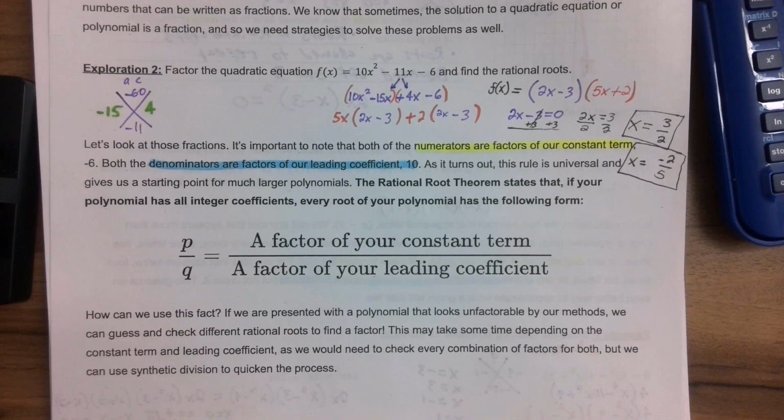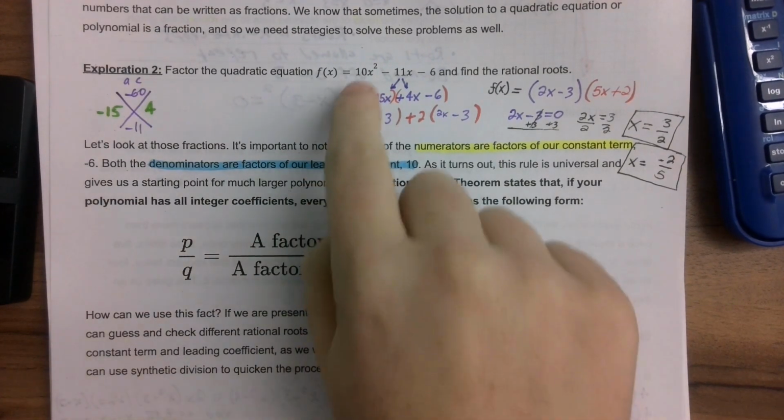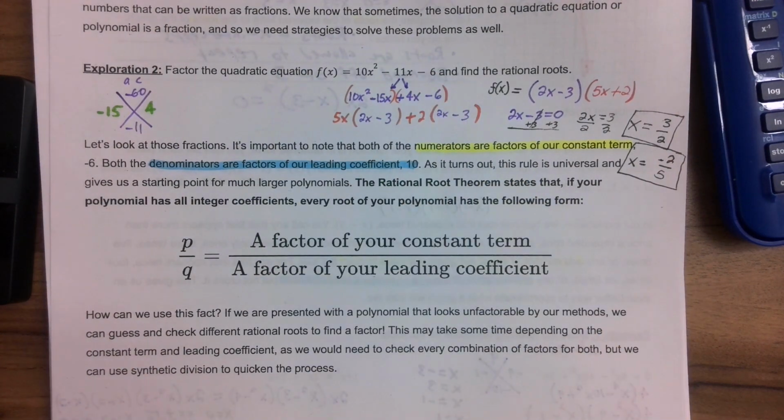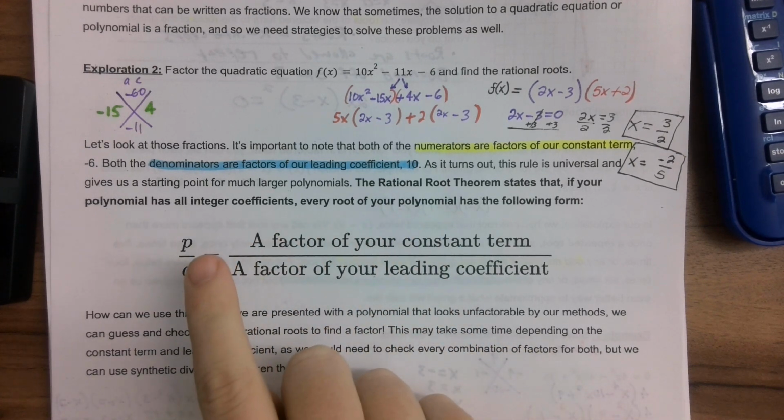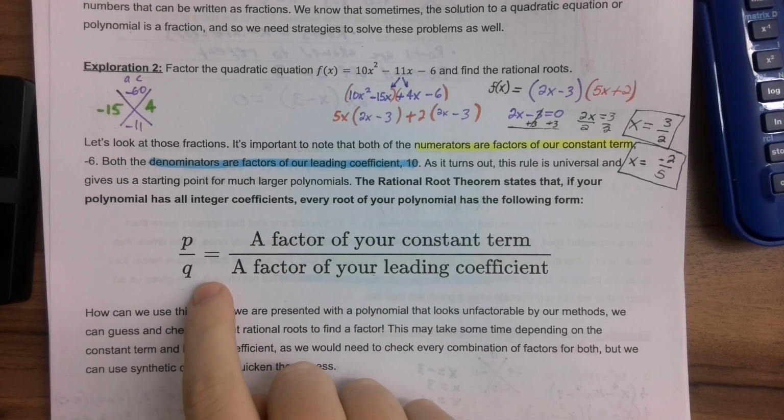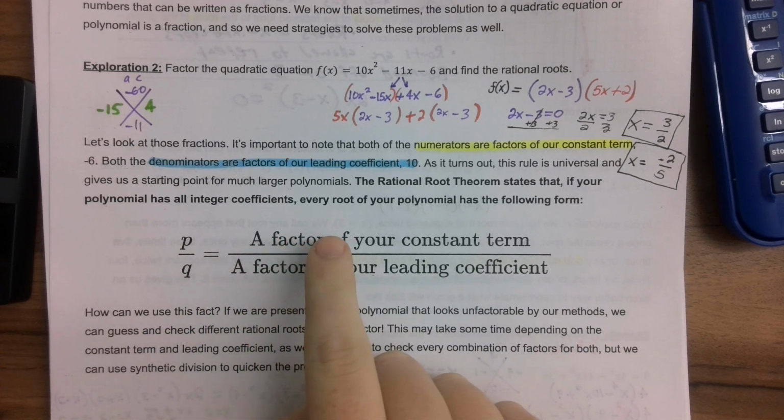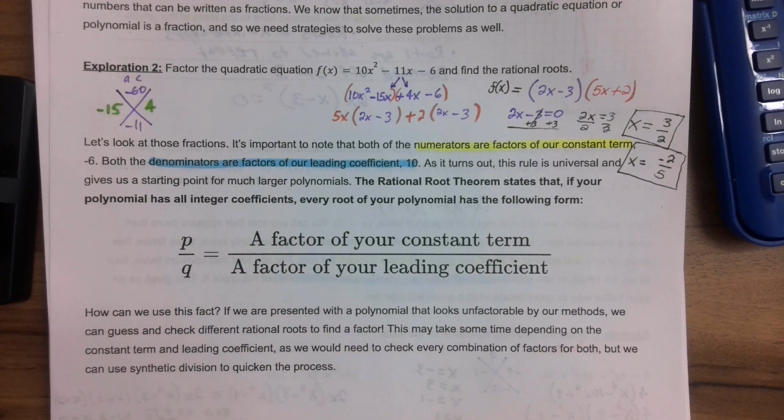If your polynomial has integer coefficients, meaning all the numbers in front are whole numbers, every single root of your polynomial is going to be some number p over some number q, where p is a factor of our constant term and q is a factor of our leading coefficient. Doesn't seem very useful, but let's take a look at an example that'll help us out.